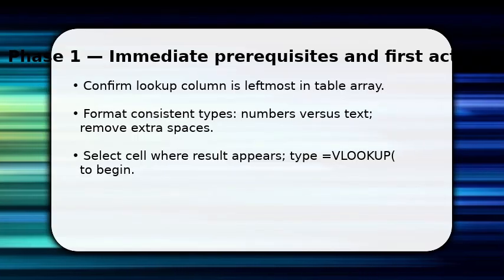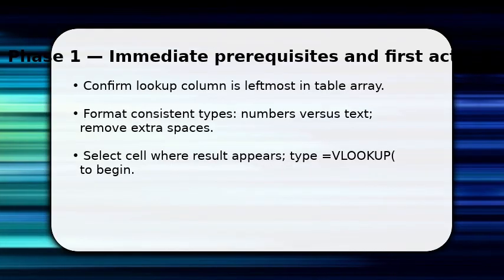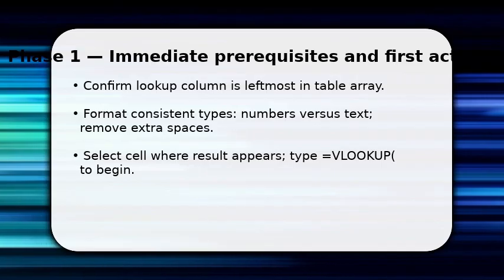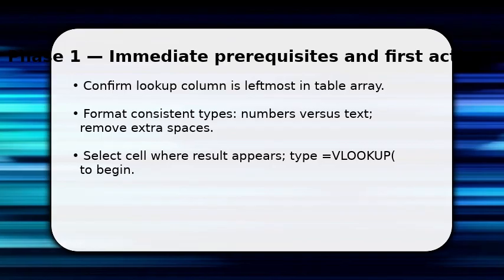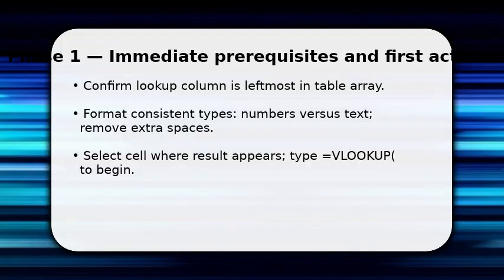You begin by aligning your data so Excel can find matches quickly. Make sure the lookup column sits at the left of your table array and your values are the same type, numbers as numbers, text as text. Once that's set, click the cell where you want the result, type equals VLOOKUP, and point to the lookup value. Then, use a comma to move to the table array argument. This starts the function and prepares Excel to search the correct range.